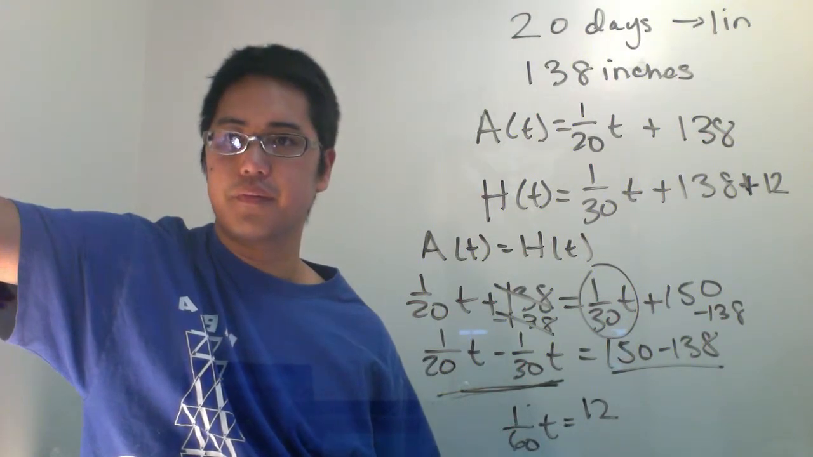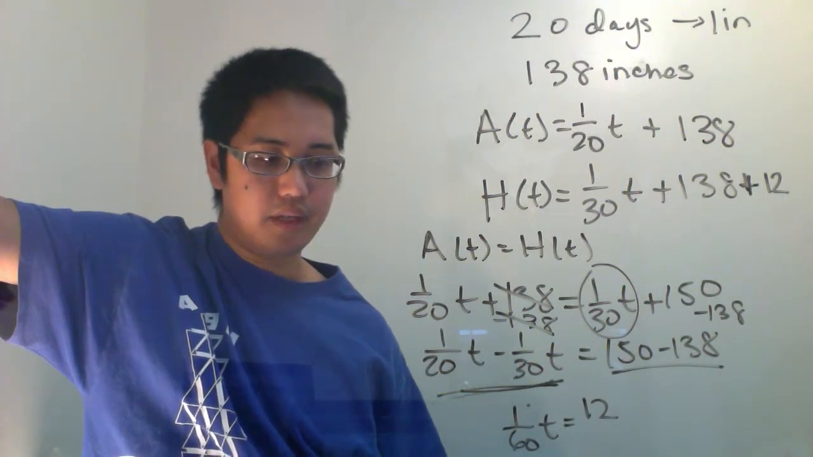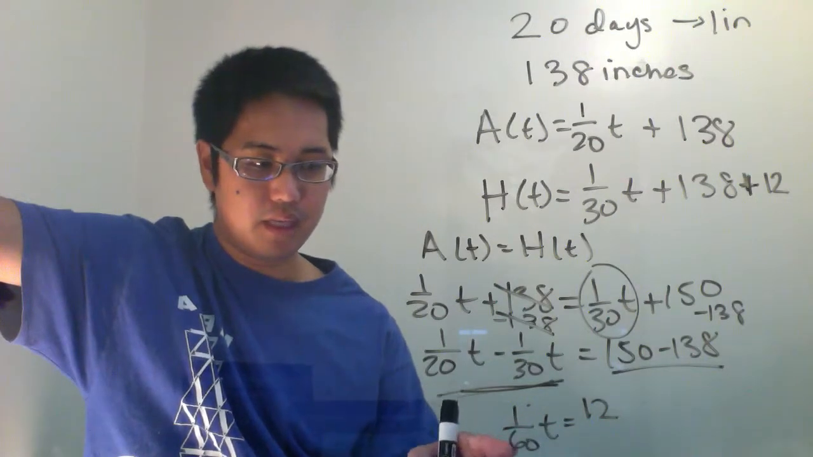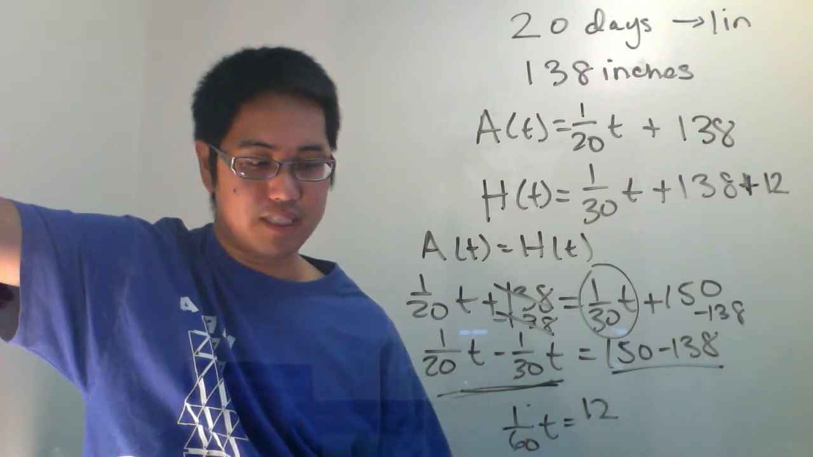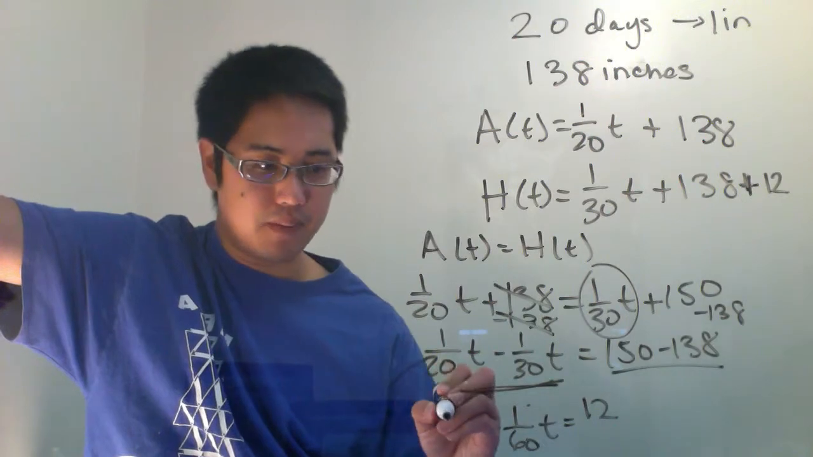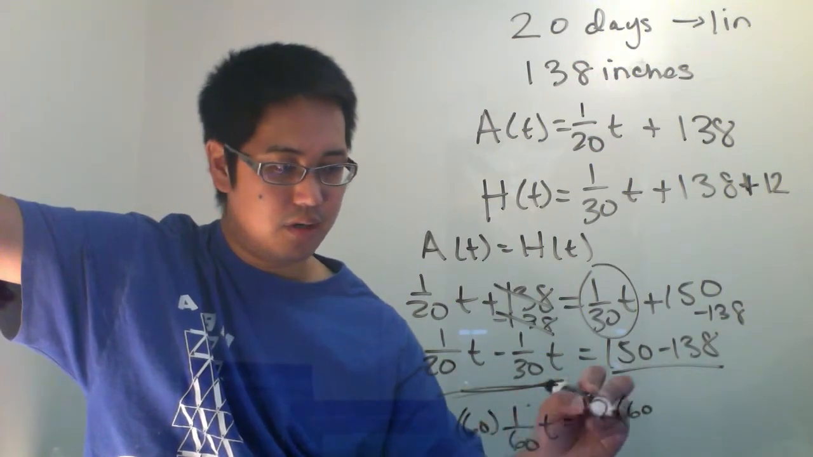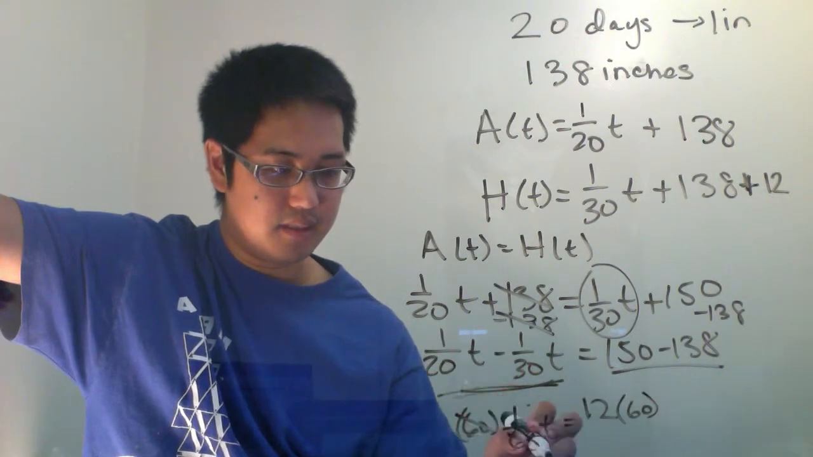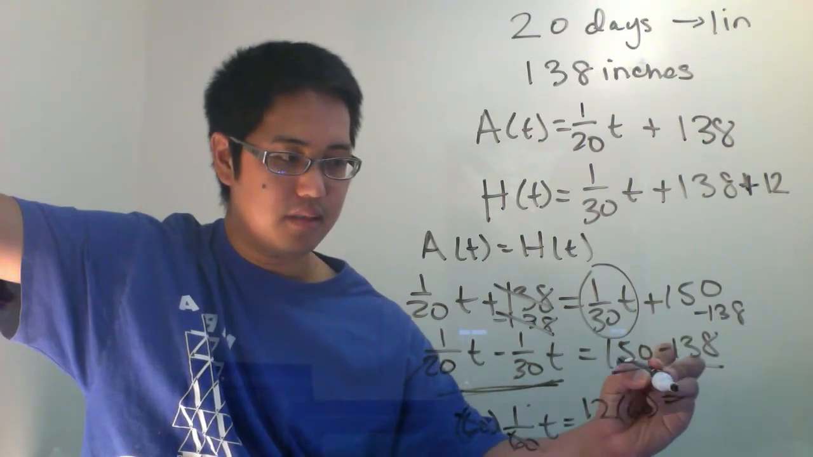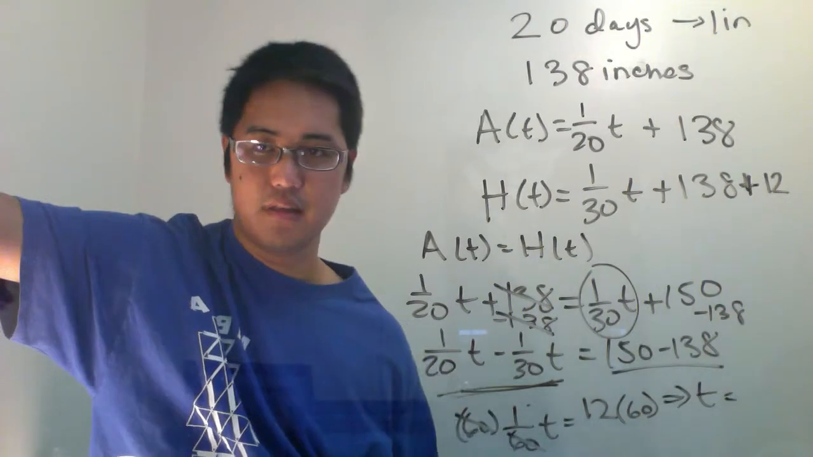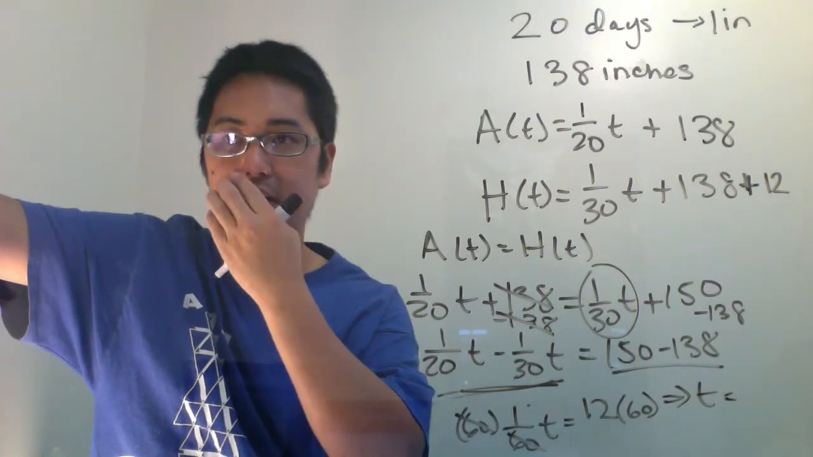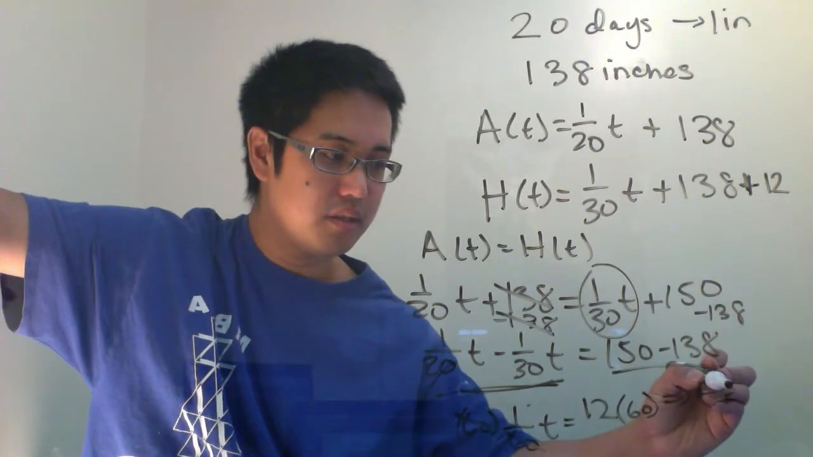Cool? Alright. Then all you do is you multiply. I want to get rid of the 60. I want to figure out what t is all by itself. So I'm going to multiply both sides by 60. Anyone know what 12 times 60 is? I don't know it off the top of my head. 720.